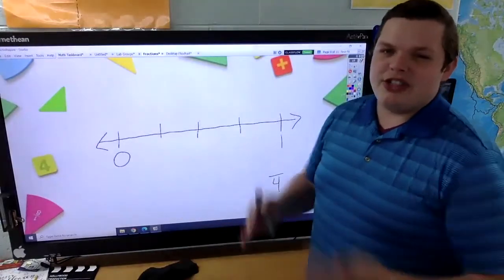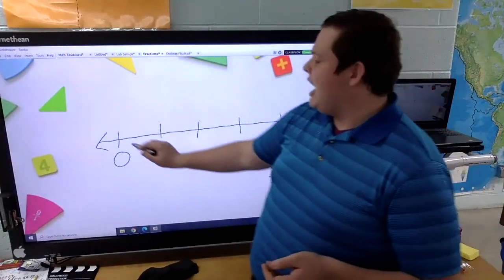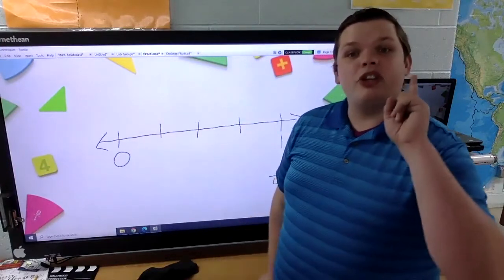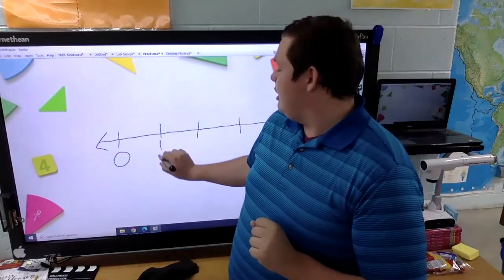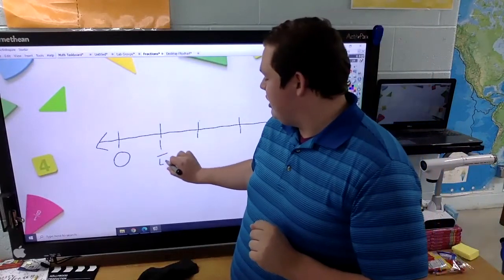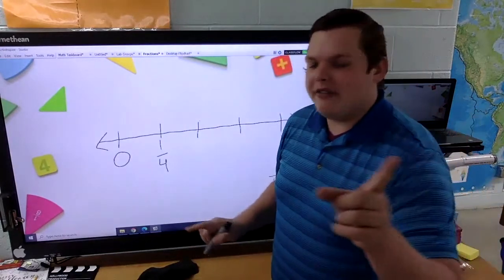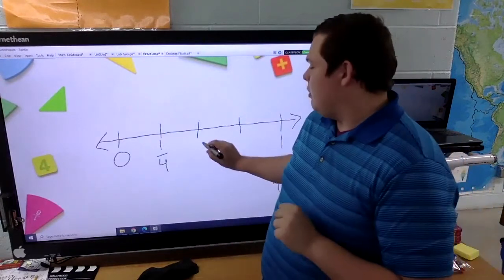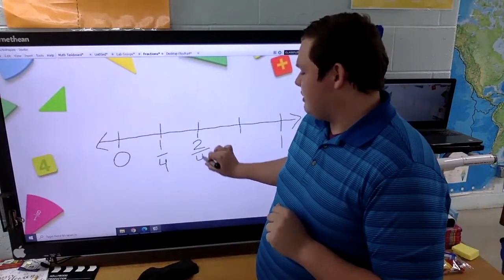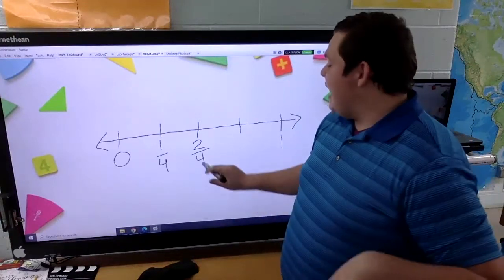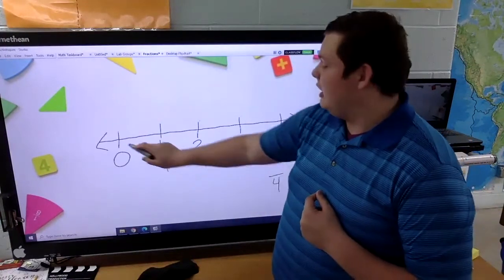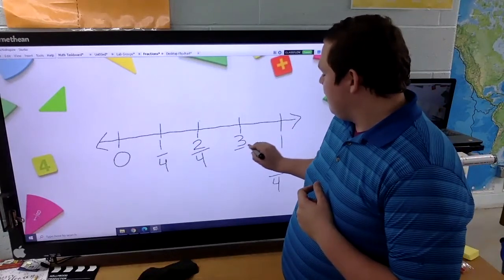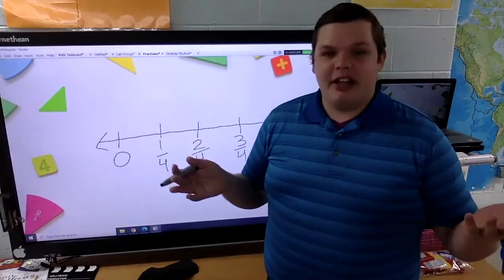Now let's figure out what each tick mark is, okay? I have to jump 1 space to get from 0 to this tick mark. Since I only have to jump 1 space, 1/4, okay? I now have to jump 2 spaces. Jump, jump. When I jump 2 spaces, we're at 2/4. Not too bad. I have to jump 3 spaces to get here, or 1 more space from 2, so I get 3/4. I now have labeled all of them.